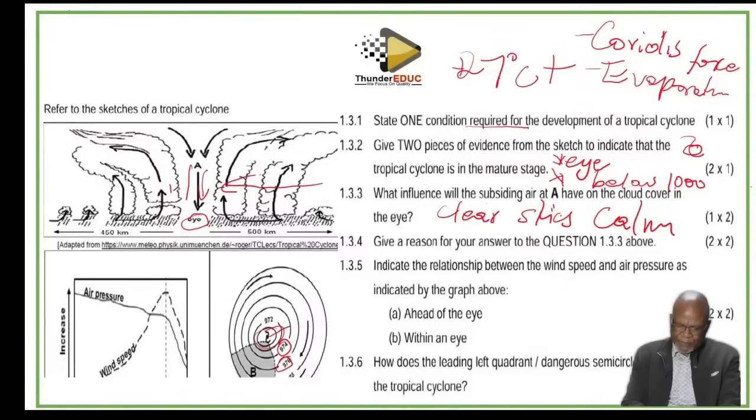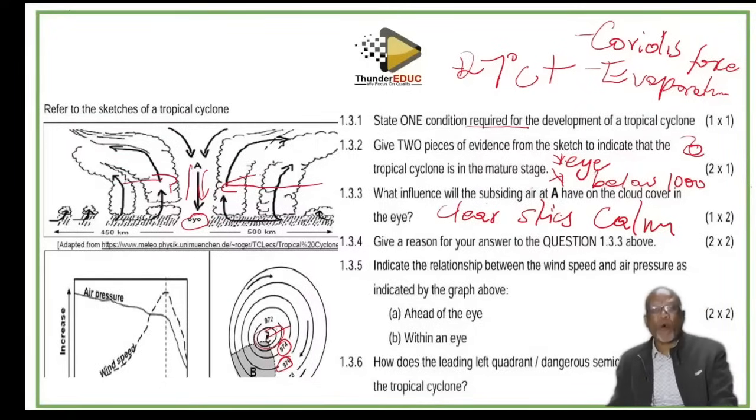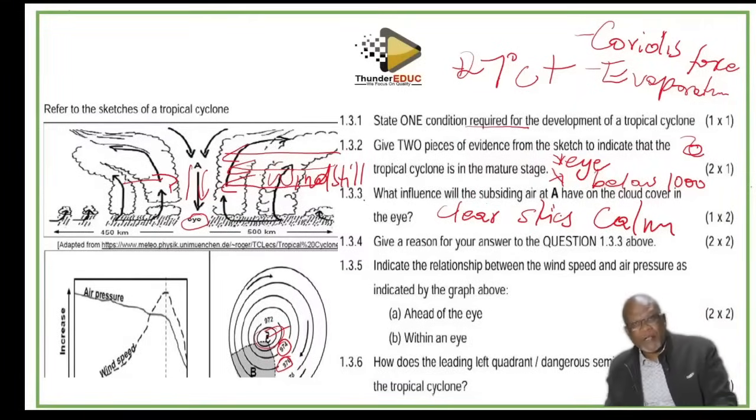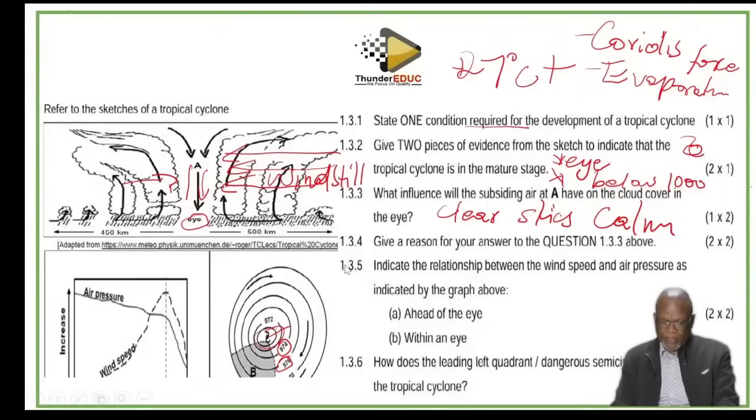These cumulonimbus clouds here form what we call the eye wall. Because of the eye wall, the strong winds cannot go through the eye. That is why one of the conditions is that it is calm or wind still. It is calm in the eye of the tropical cyclone because of the thick cumulonimbus clouds that stop the wind from blowing into the eye.